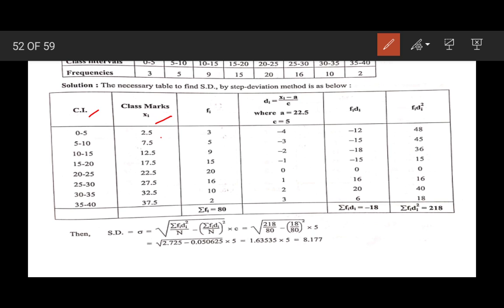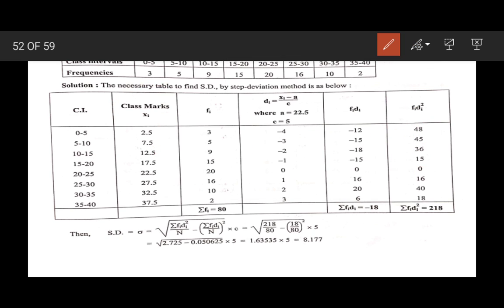So 0 to 5, means 0 plus 5 upon 2, so first value is 2.5. Then 5 plus 10 upon 2, 15 upon 2, so 7.5. Then 10 plus 15 upon 2, 25 upon 2, so 12.5. Okay, so first step is we will find the class mark. Then frequency is given.